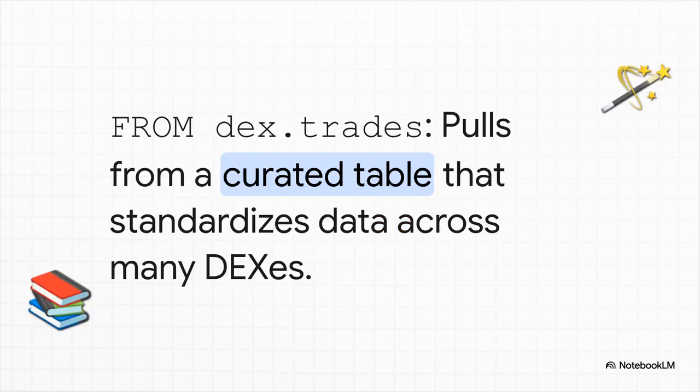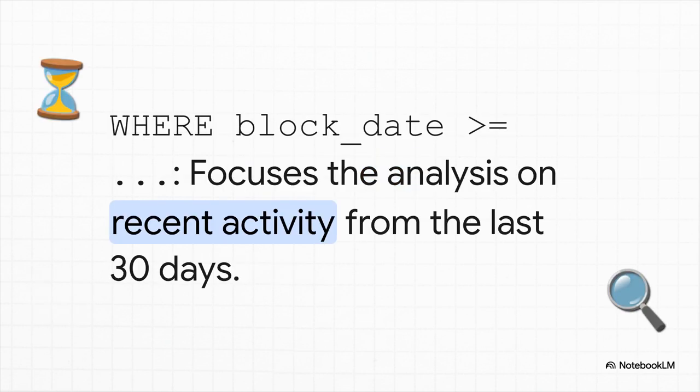Okay, next question. Where is this data coming from? We tell it from dex.trades. Now, this right here is one of Dune's best magic tricks. Instead of you or me having to deal with raw, super complex data, Dune has already made these clean, easy-to-use tables. This one, dex.trades, neatly organizes trading data from tons of different blockchains. This step alone saves you hundreds of hours of work. It's a game changer.